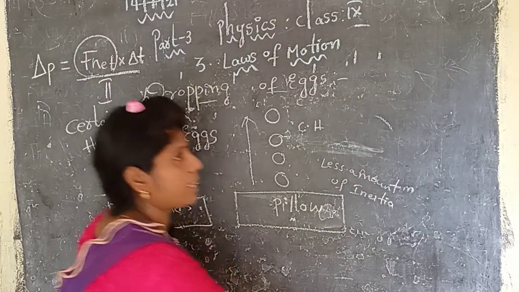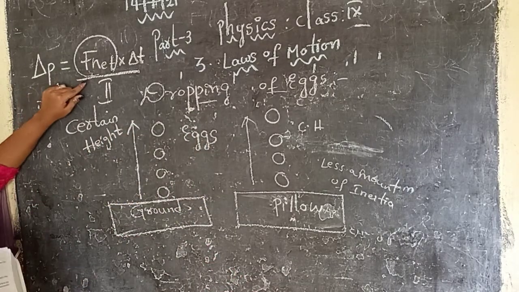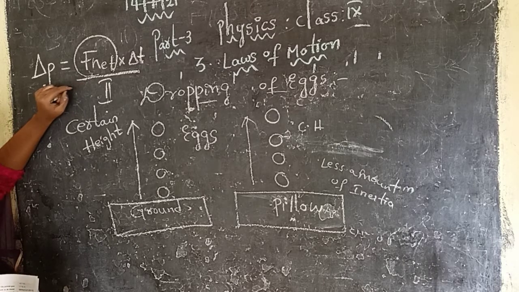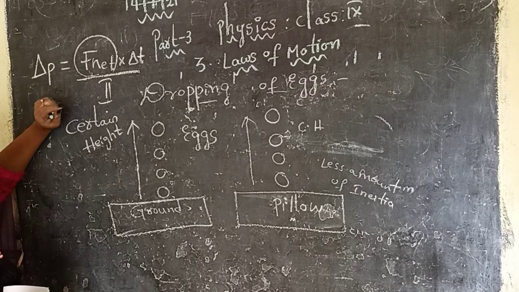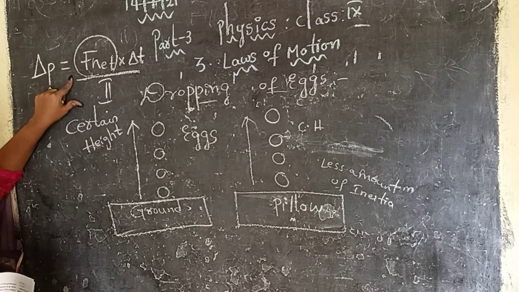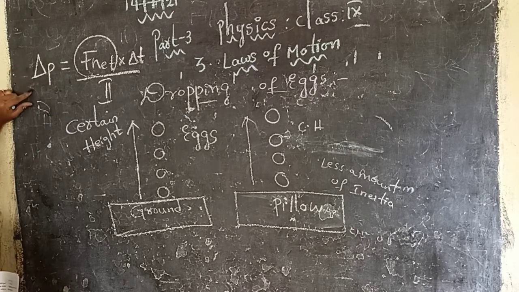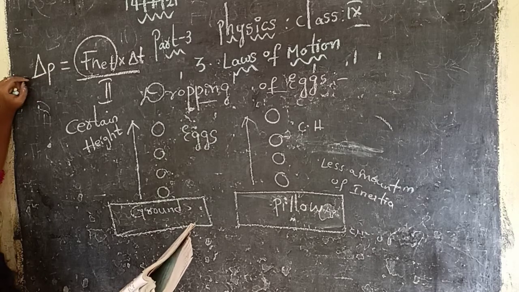F net means what? Net force. Net force means the algebraic sum of the forces acting on a single object is referred to as net force. Delta means change. P means momentum or impulse. Here we can take it as impulse.